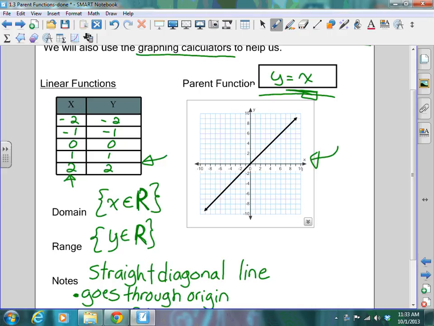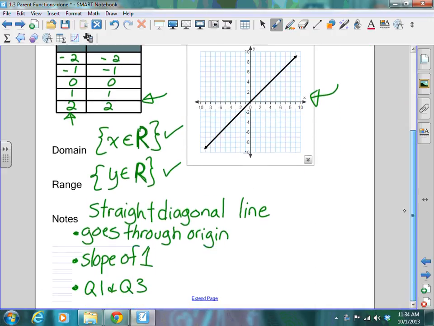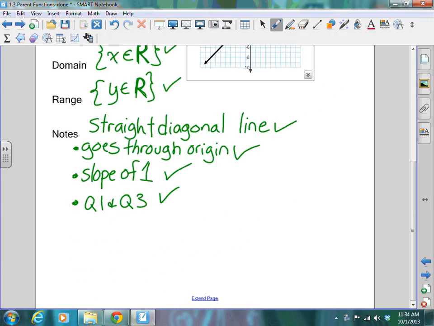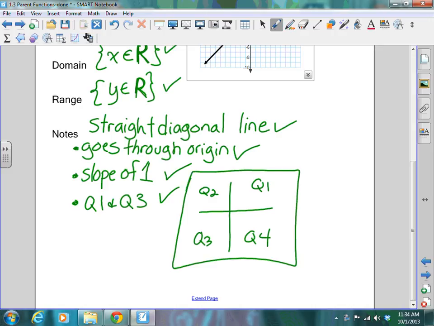And for your domain, put that in that column under domain. It is x belongs to a set of real numbers. The range is y belongs to a set of real numbers. Put that in your range column. And here are some notes to add to your chart. For your notes, it's a straight line diagonal. It goes through the origin. It has a slope of 1, and it's in quadrant Q1 and Q3. Just remember, if you've got a Cartesian plane, this is Q1, this is Q2, this is Q3, and this is Q4. We'll be making reference to that in your other parent functions as well.